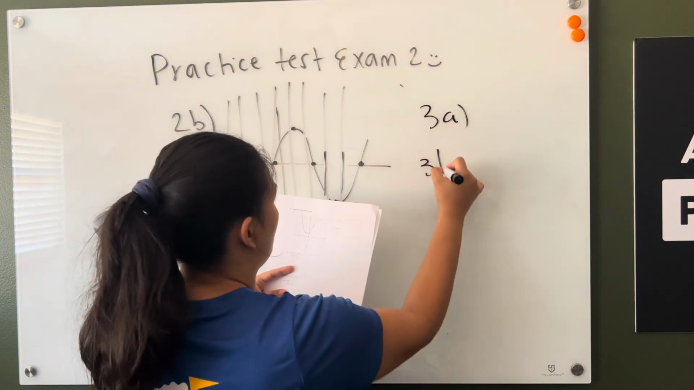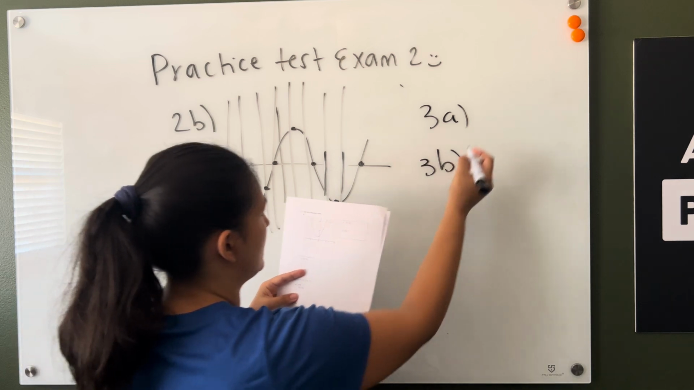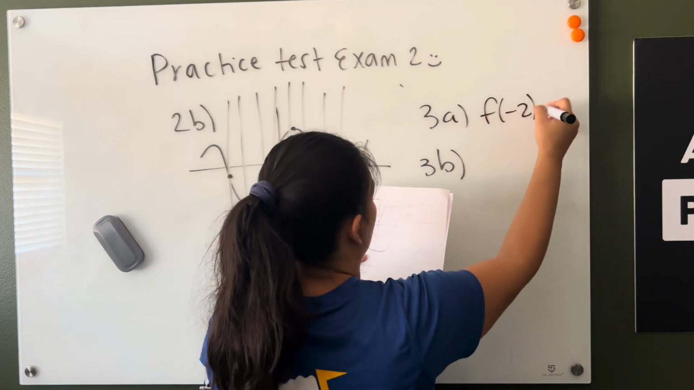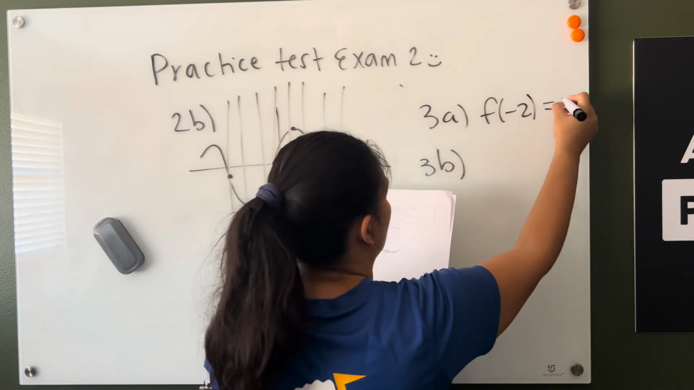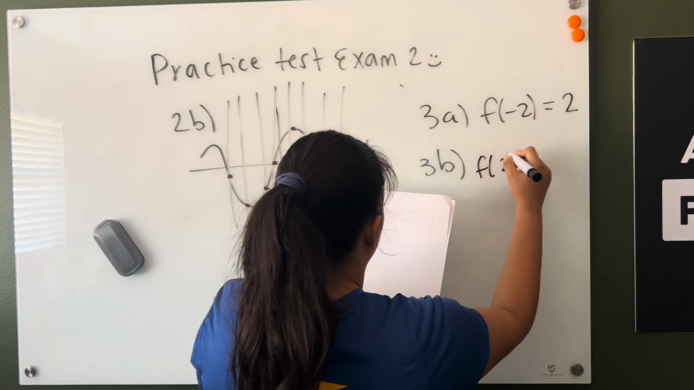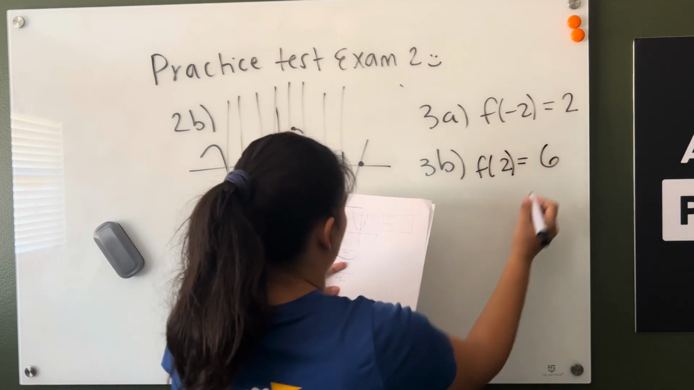Okay, 3a and 3b you get from looking at the graph. So just look at the y value when you plug in -2, that's 2. And when you plug in 2, that is the y value of 6.